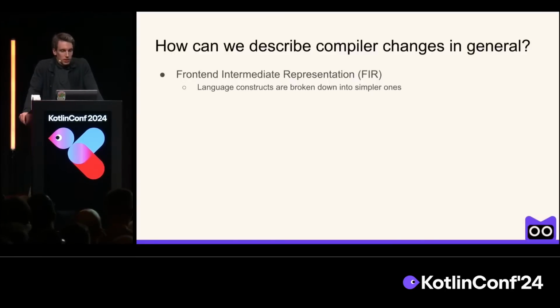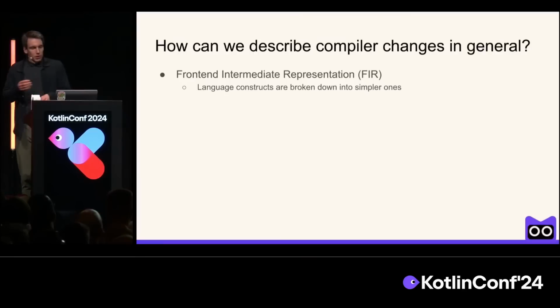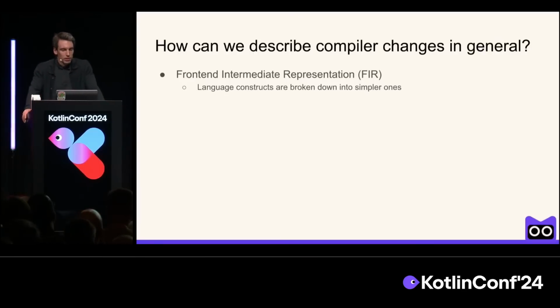One of the key changes in Kotlin 2.0 is the introduction of the front-end intermediate representation, or FIR. It's a transformative change that deconstructs complex language constructs into simpler, more manageable ones. And this so-called desugaring now happens way earlier than before, allowing us to have more consistent rules for analysis.